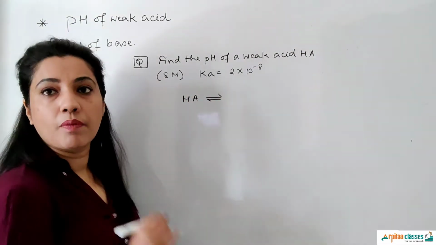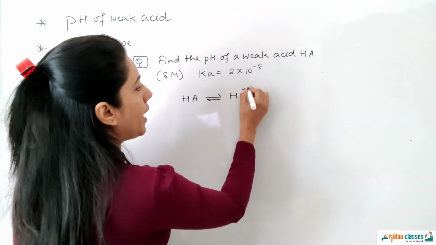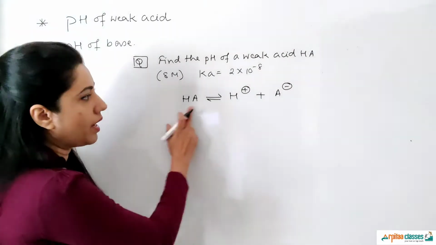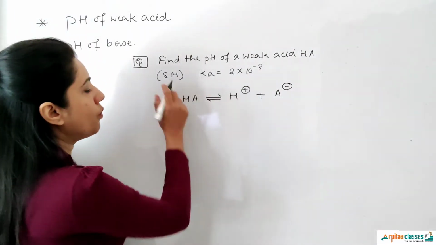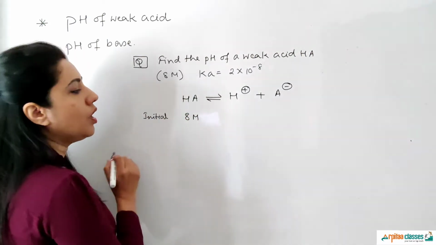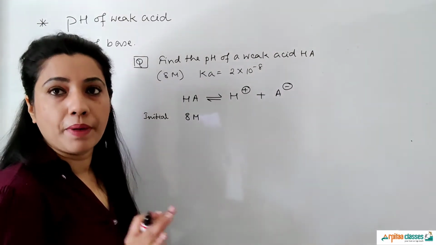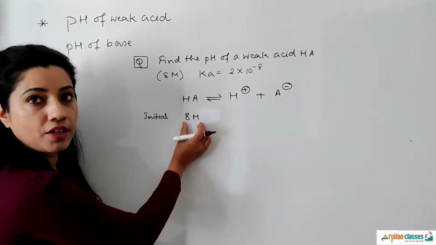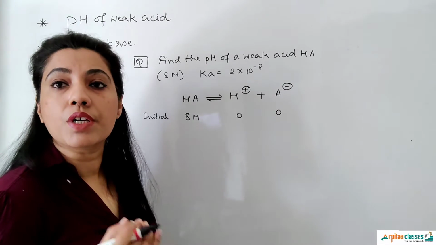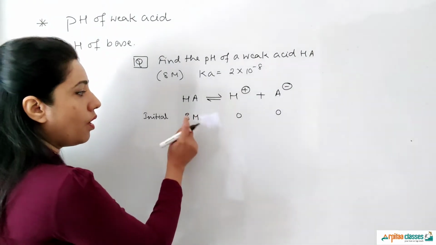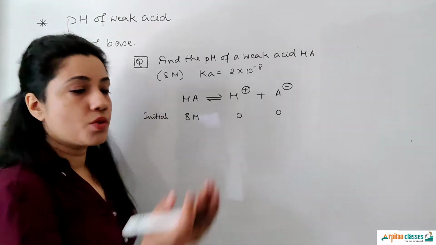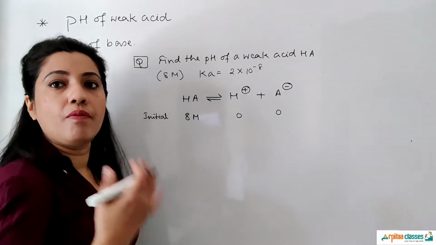Now since it is a weak acid, it will partially dissociate to give you H plus and A minus. From 1 mole of HA, we are getting 1 mole of H plus. So 8 molar is the initial concentration. We will not get 8 molar because it will not completely dissociate. Initially, when 8 molar of HA is there, this is 0, this is 0. Let us consider the degree of dissociation is alpha. Alpha degree of dissociation means from 1 mole, alpha dissociates. So, from 8 mole, 8 alpha dissociates.